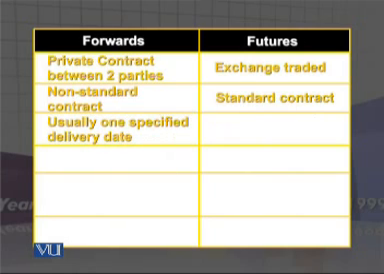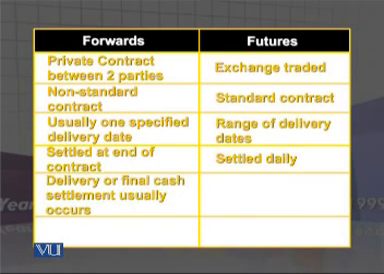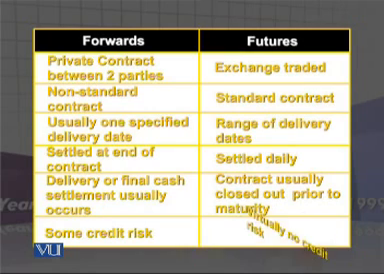In forwards, you would usually be using one specified delivery date. In futures, you can have a range of future delivery dates. Forwards are settled at the end of the contract. Futures are settled mark to market on a daily basis. Forwards involve a delivery or final cash settlement at maturity, whereas a futures contract is usually closed out prior to maturity. In forwards, you have some sort of credit risk. In futures, there's virtually no credit risk.